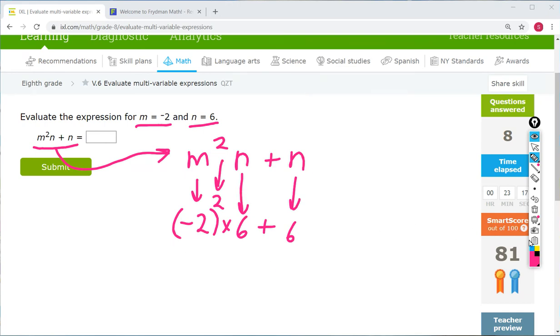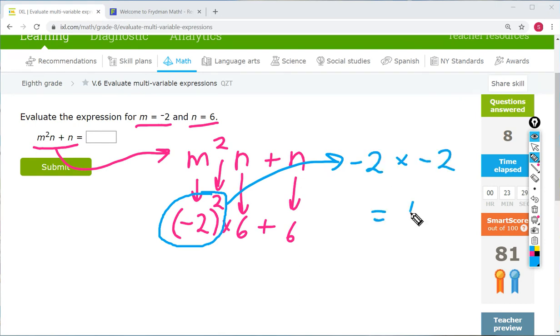All right, so -2 squared. Let's do that on the side over here. That means -2 times -2, which is equal to +4. So we'll write 4, and then we have times 6 plus 6. So we're going to do multiplication before we do addition. That's just following the order of operations. So 4 times 6 is 24, and then we still have this plus 6, and that's just an elementary school problem. We're not getting tricked with negatives here. It's just 24 plus 6, which is 30.